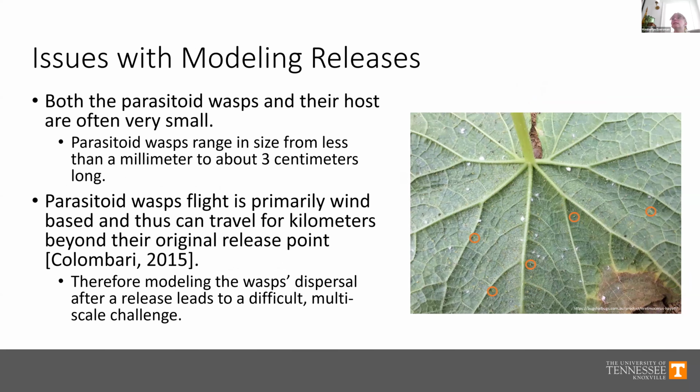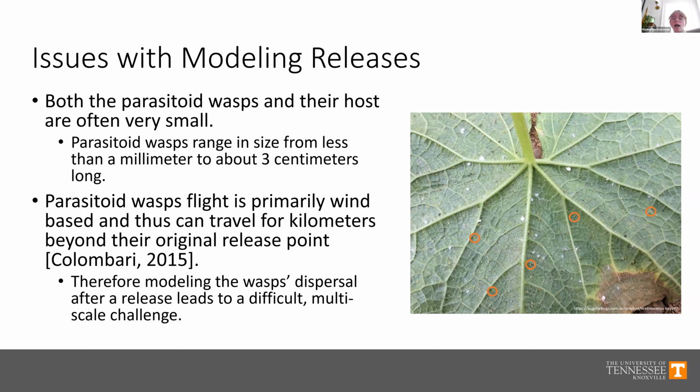So if you want to release these in your field, and let's say that you wanted to model where they have spread, well, this is really difficult because they are very, very small. Sometimes they are less than a millimeter big. If you know what fairy flies are, that's actually one of the smallest species of parasitoid wasp. So they're very small, and their host is normally very small. In this image, I've circled some of the parasitoid wasps on this leaf just to give you an idea of how small we're talking about here.